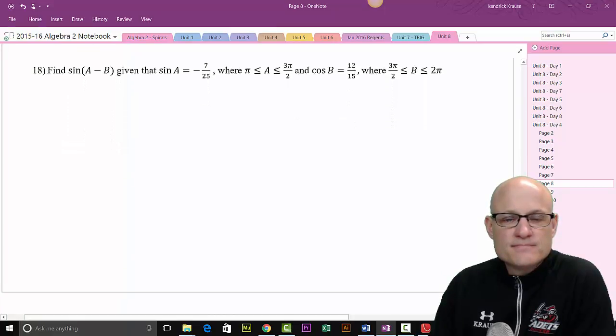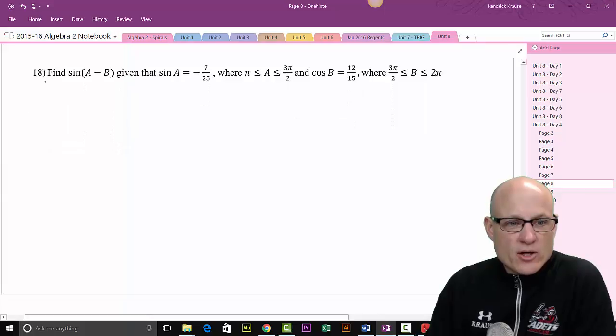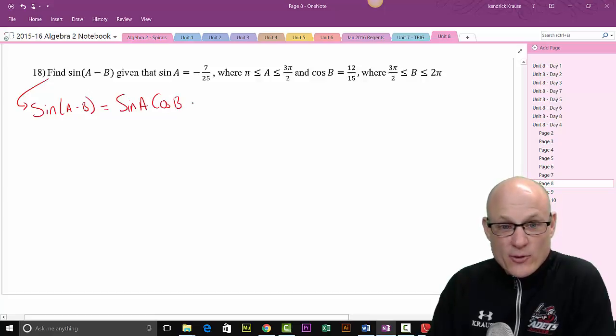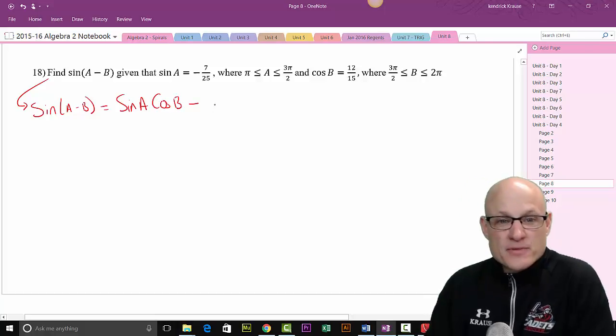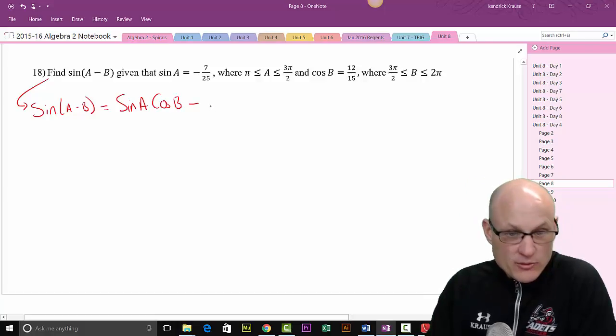So we're just going to do another one. Oh, we're going to do a subtraction angle. So the subtraction formula for sine of A minus B, I just wanted to do another one of these, is sine A cosine B, if you look back on your formula sheet, minus cosine A sine B.